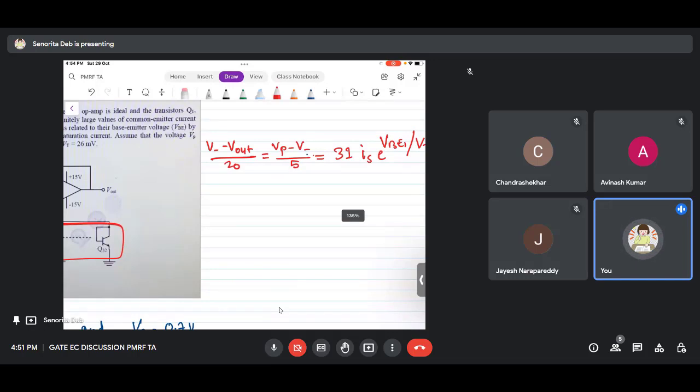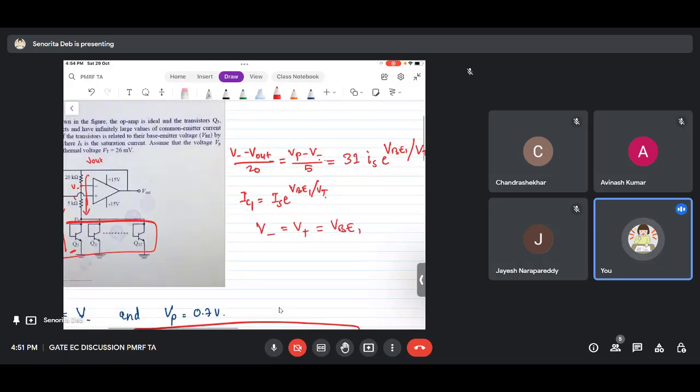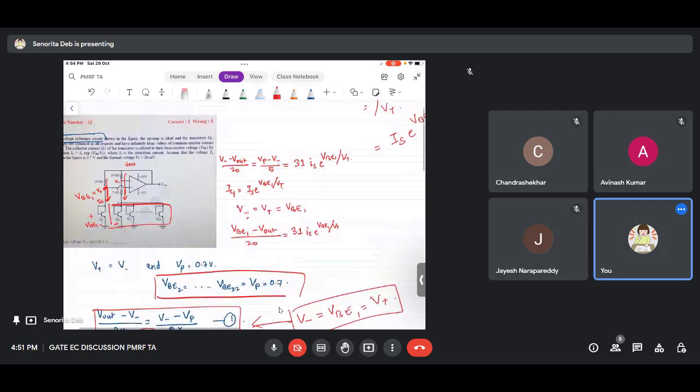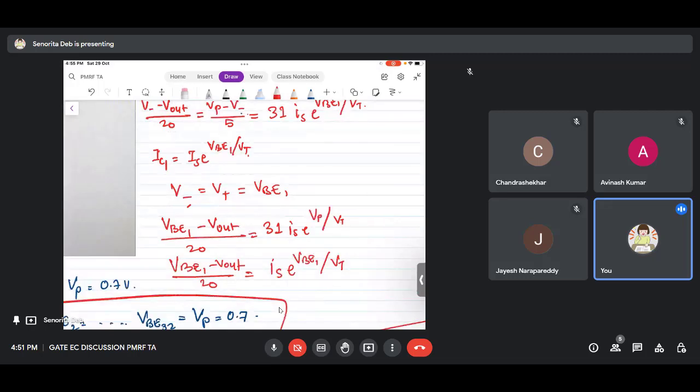Now I know V minus equals V plus equals Vb1. If I substitute it here, I will get Vb1 minus V out by 20 equal to 31 times Is e to the power Vp by Vt. And I have another equation, Vb1 minus V out by 20 equals Is e to the power Vb1 by Vt. Sorry, my mistake, this will be Vp upon Vt. Now from these two equations, you can equate 31 times Is e to the power Vp by Vt and Is e to the power Vb1 by Vt. If you solve these two, you will arrive at Vb1 equals 0.78. Okay? Now what is being asked in the question?